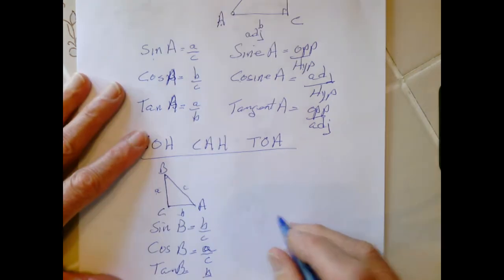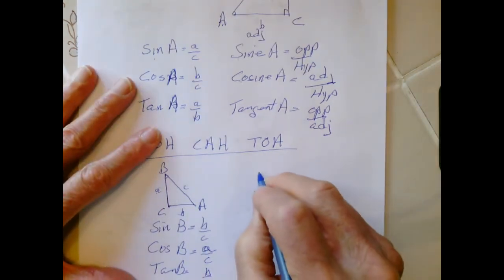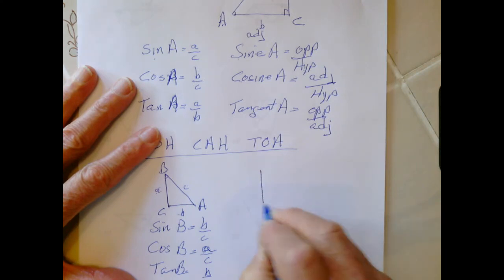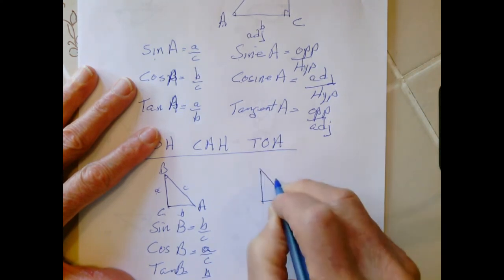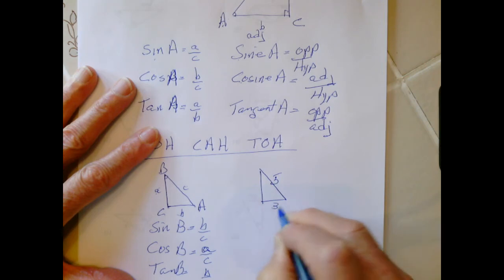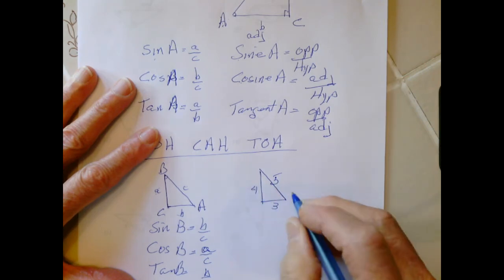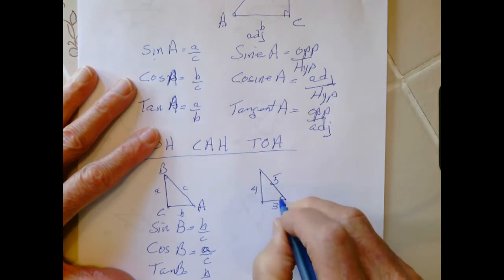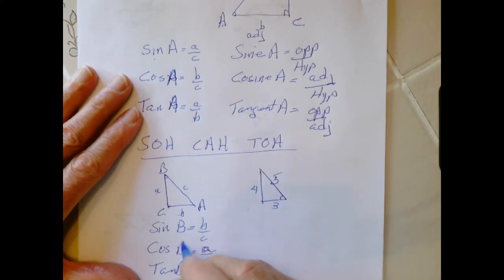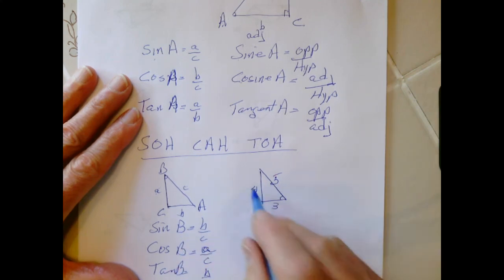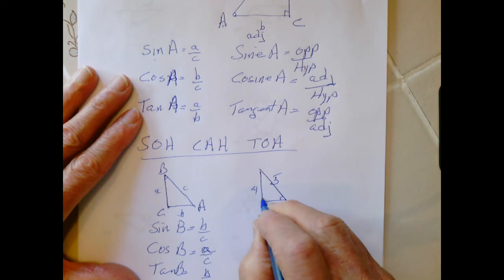Now for your classwork, I've given you a right triangle like this, 5, 3, 4. You'll be given an angle, and you're to find the sine, cosine and tangent of this on a 3, 4, 5 right triangle.